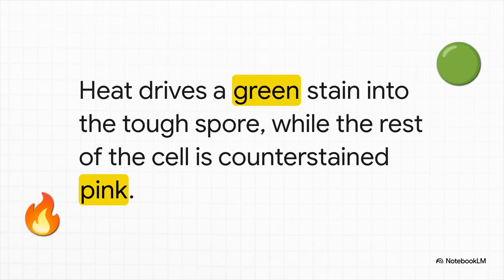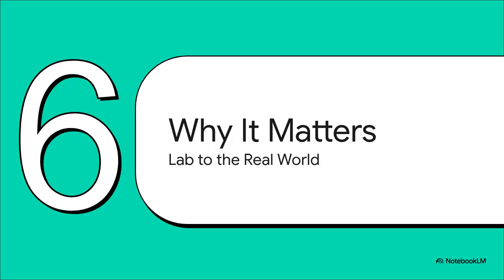And what about those super tough endospores? To see them, you have to use heat to literally force a green stain into their tough outer coat. After that, the rest of the cell is washed out and stained pink. The final picture is really striking. You get this bright green spore sitting safely inside a pink cell. It's unmistakable. Okay, so we've gone through simple stains, differential stains, special stains, a whole lot of techniques.